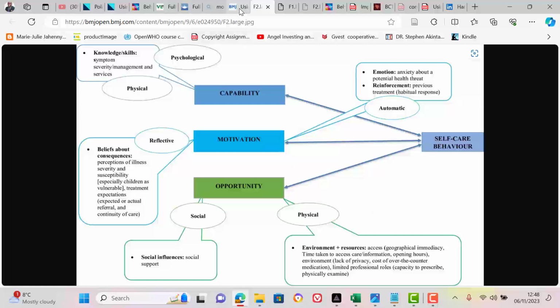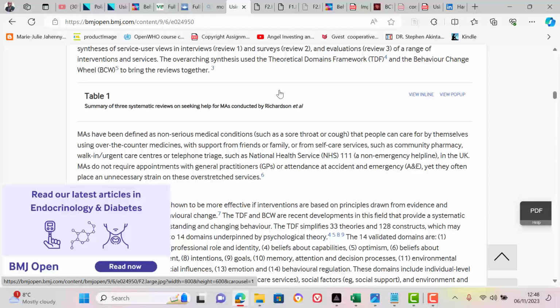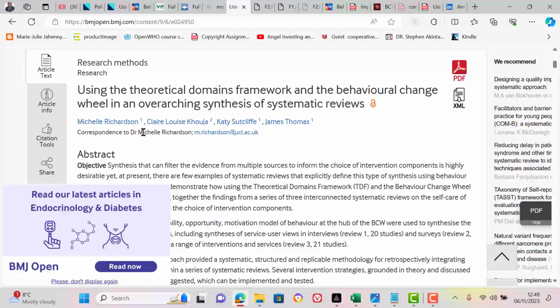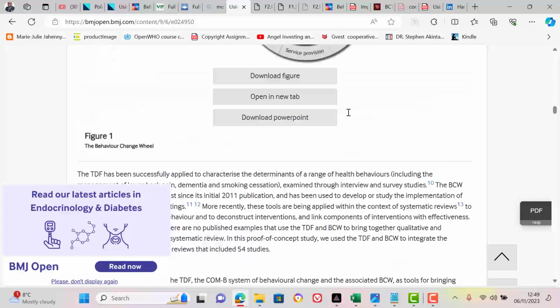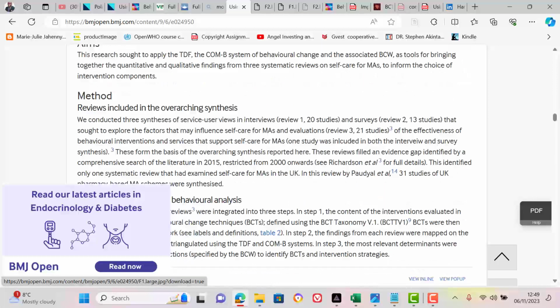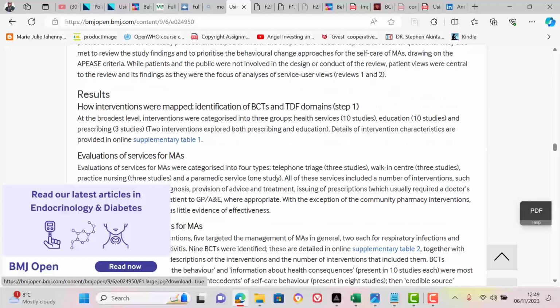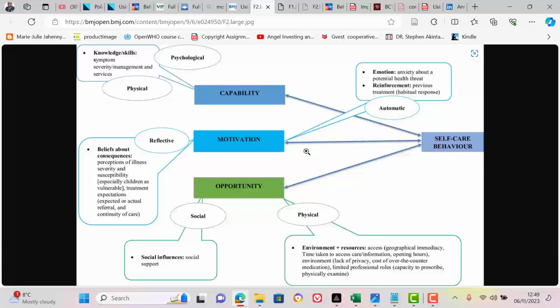This framework, this picture, is gotten from the article by Mitchell Richardson et al. And this is the article titled "Using Theoretical Domain Framework." Each of these COM-B components, the capability, opportunity, and motivation, are mapped to a particular TDF domain, and that is exactly what I'm showing you here.